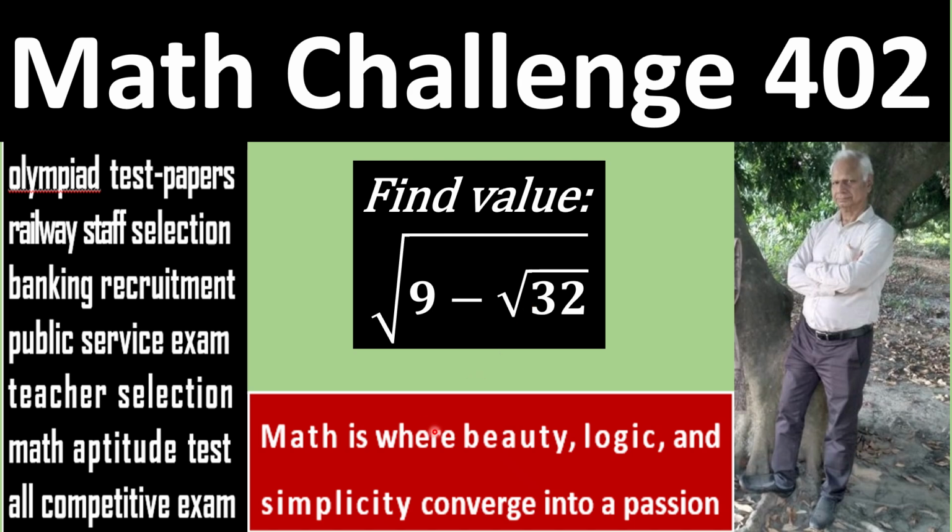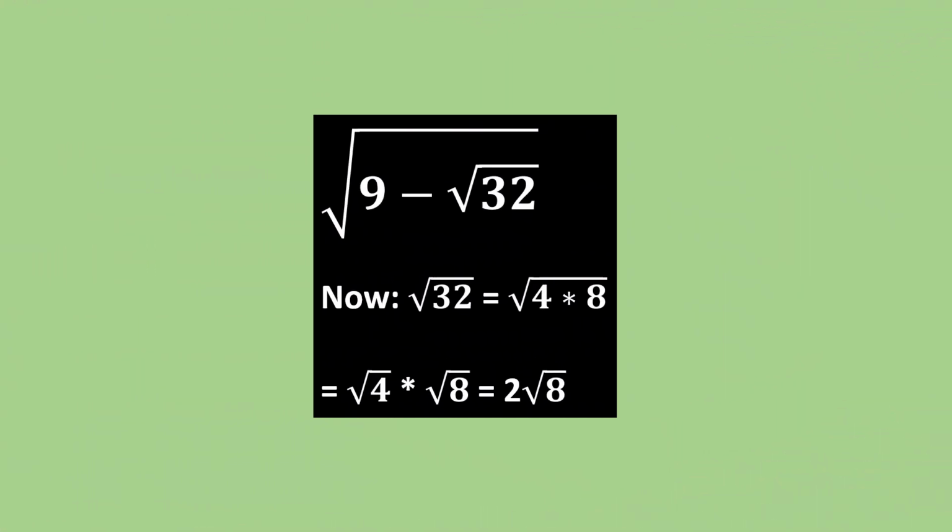Math is where beauty, logic, and simplicity converge into a passion. So with that passion, appreciating the beauty, logic, and simplicity, let us solve the question: extracting the square root of 9 minus root 32. Now, we are given square root of 9 minus root 32.